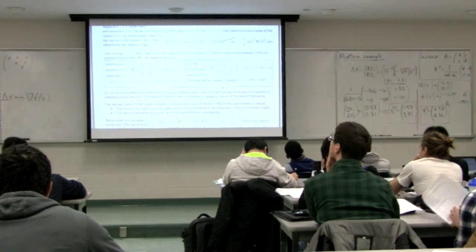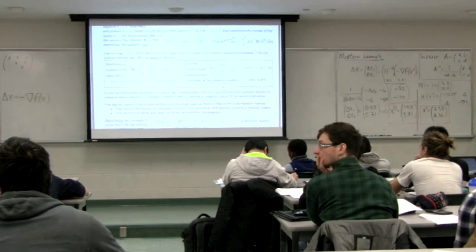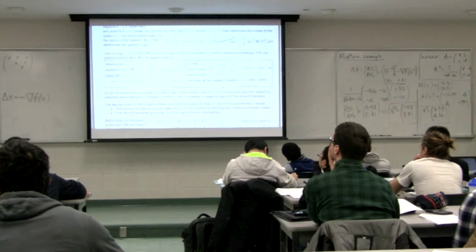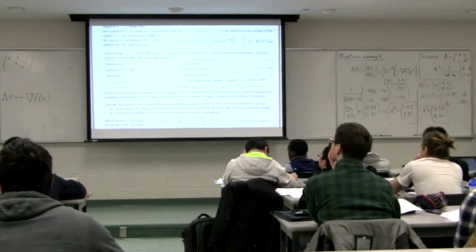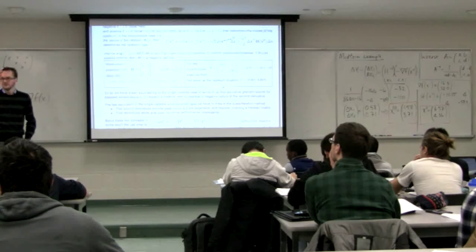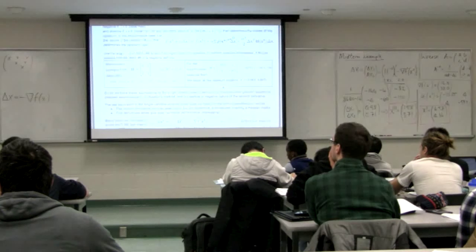Sorry, for the first example, for the minimization example, isn't that Hessian constant? Wouldn't the eigenvalues be the same at every point? They would be, yeah. But they would also be at the optimum. We're only concerned at the optimum.